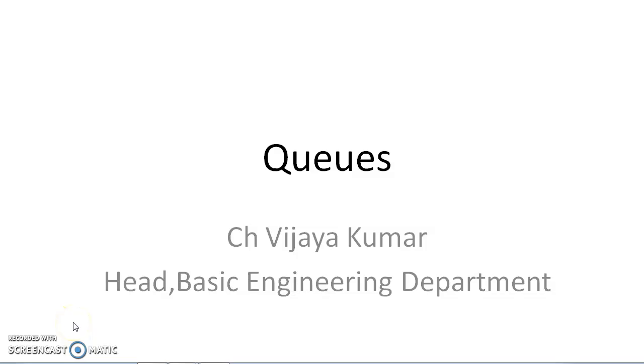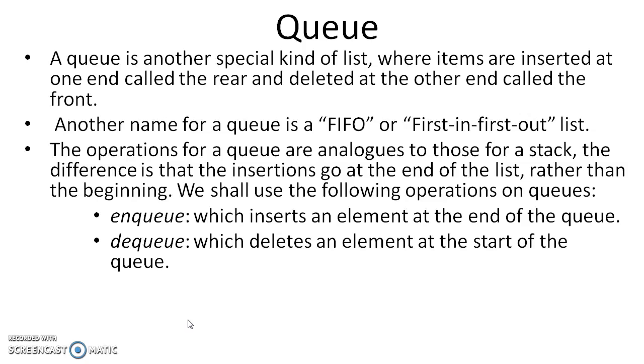Good morning friends. Today we are going to discuss the queue data structure and its implementation using arrays and the linked list. The queue is a special kind of data structure or list where the items are inserted at one end and the elements are removed from the other end.